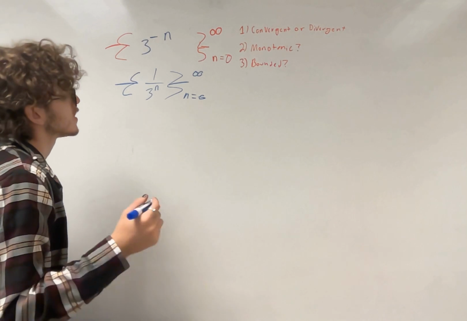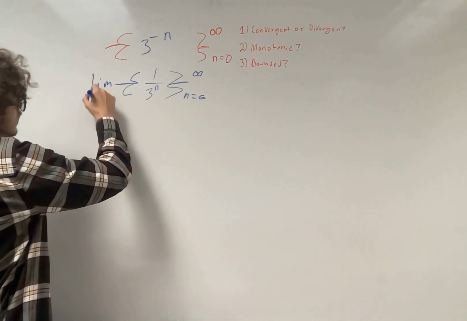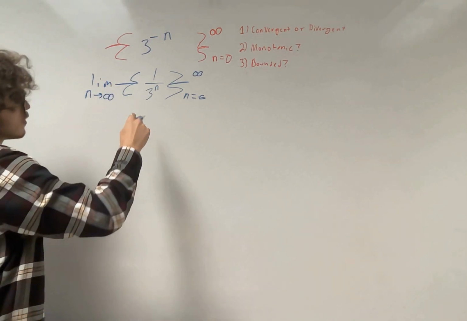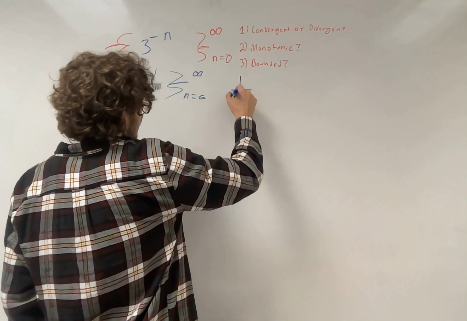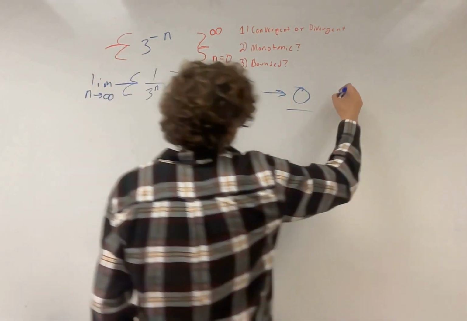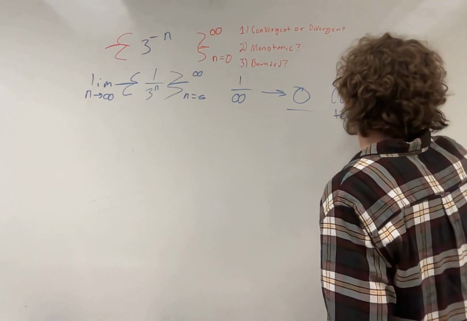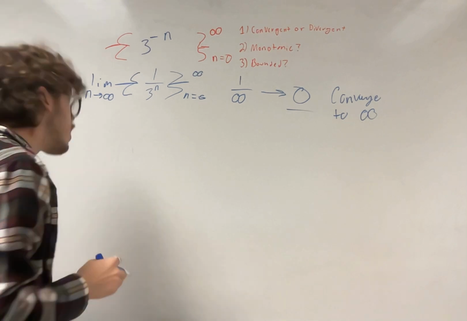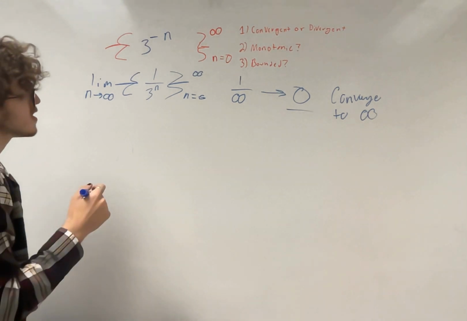What I want to do now is test convergence or divergence. So I'm going to approximate the limit as n approaches infinity. 3 to the infinity is going to be infinity, so 1 over infinity is just going to be 0. So yes, we converge to 0.